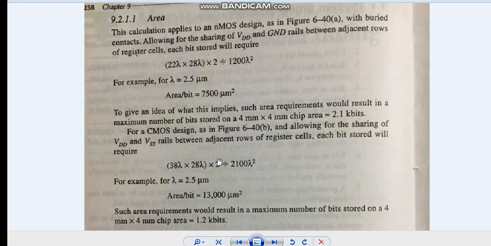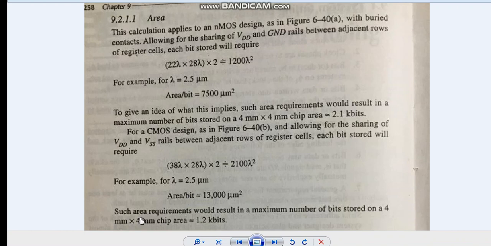It is a non-inverted dynamic register here, hence we are multiplying by 2. So finally we got this much area. For example, if the technology is 2.5 micrometer, then 1300 micrometer square, this much area it is taking to store a 1 bit of data here.